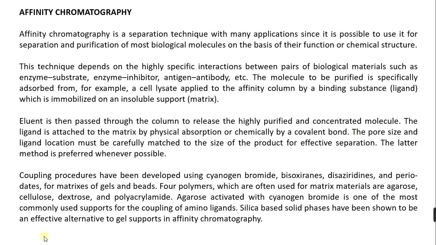This is a separation technique with many applications, since it's possible to use it for the separation and purification of most biological molecules. The basis of the function is the chemical structure. For example, if your biological material is an enzyme, you can use a substrate, or you can use an inhibitor. If you want to separate the antibody, you can use the antigen. If you want to separate the antigen, you can use the antibody. So based on that, we can select.